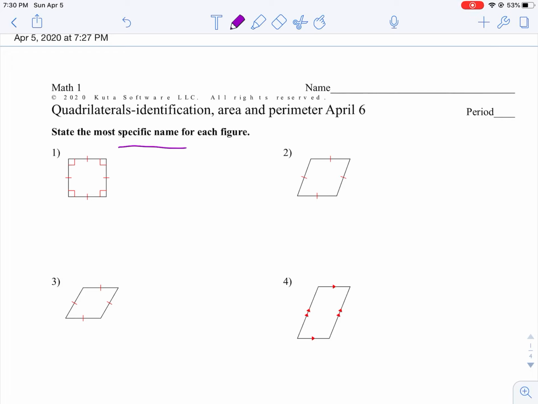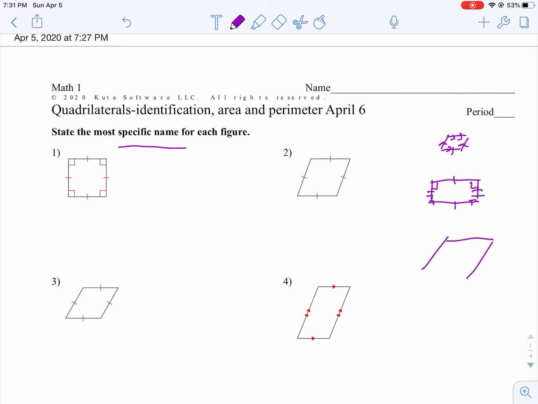So what we do is we look for our characteristics, all right? We know that we have a parallelogram where the opposite sides are parallel to each other, and we have little arrows showing that. So that's a parallelogram. Then we have a rectangle, which is a parallelogram. That means the opposite sides are parallel, but then the opposite sides are congruent, and every angle is exactly the same. All right, so they're all right angles.